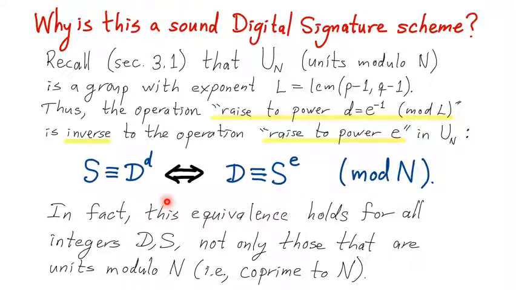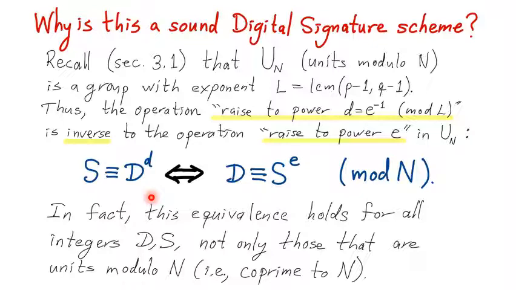I should also mention that even though I'm talking here about D and S being in UN, so units modulo N, in fact, this back and forth holds for all integers D and S, not only those that are units modulo N. So this is a congruence that holds modulo N for all S and all D, regardless of whether they're units modulo N.